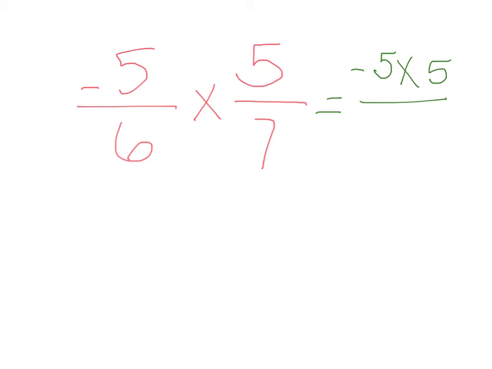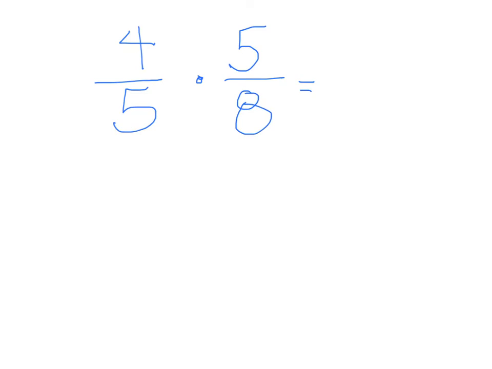So our denominators are still going to be 6 times 7. So when we multiply across, we get negative 25 over 42. And again, we can't reduce this any further because negative 25 and 42 don't share a common factor.